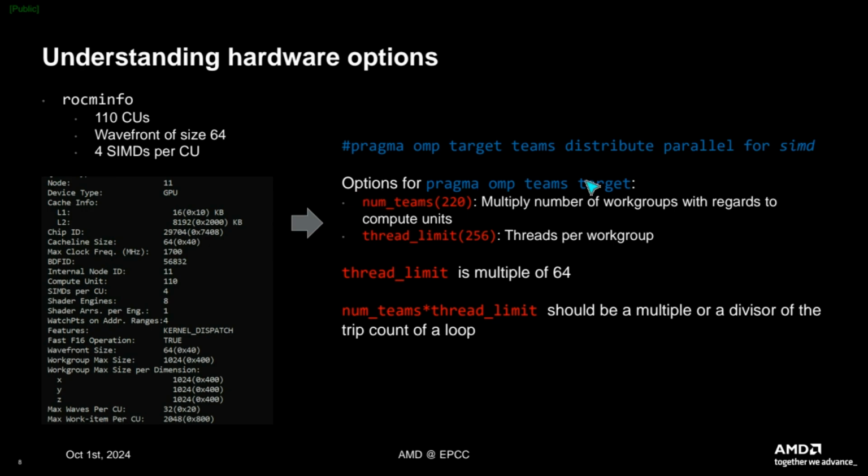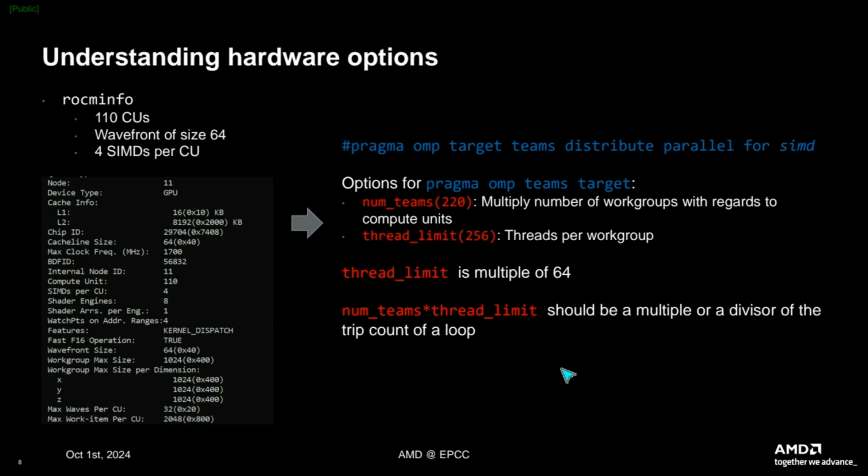the options that we can provide for this construct, like num_teams or thread_limit, we want the num_teams to be a multiple of some number of work groups with regards to the compute units that we have, right? We either want to schedule a work group to each compute unit or multiple work groups to each compute unit. And then our thread limit is going to be our threads per work group, and we want this to be a multiple of our wavefront size. So in our case, that's 64.